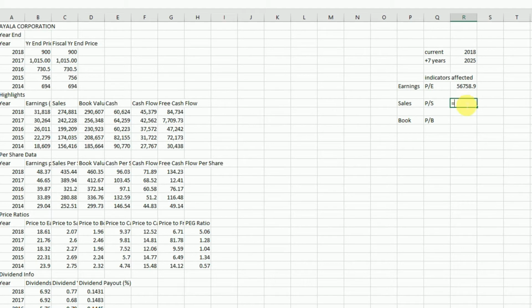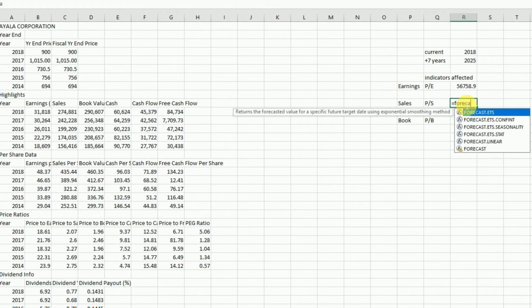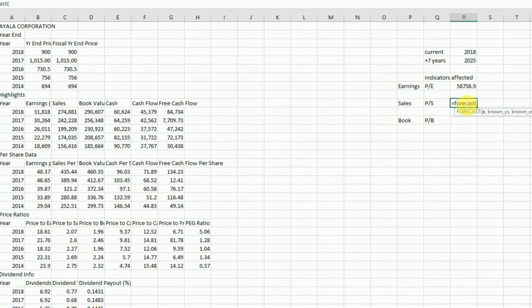How about price to sales? Okay, so again, forecast X. Again, what is X? A year. And then the known Y's are the sales. The known X's would be the years again. Remember, X always corresponds.